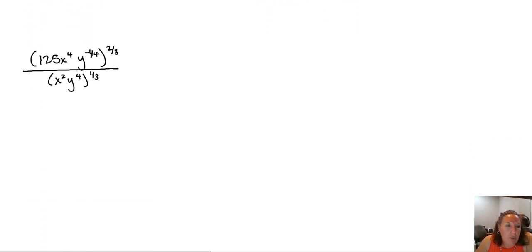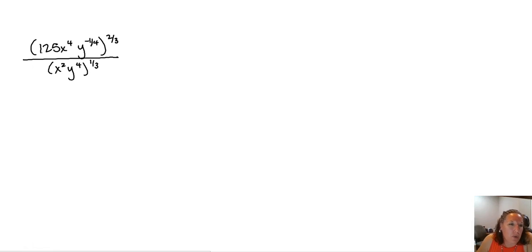All right, our last example here, the only thing that's going to be different is we're throwing in a coefficient. So in the numerator, we have the entire quantity, 125, x to the 4th, y to the negative 1/4. All of that is raised to the 2/3 power. And then in the denominator, we have x squared, y to the 4th, all raised to the 1/3 power.